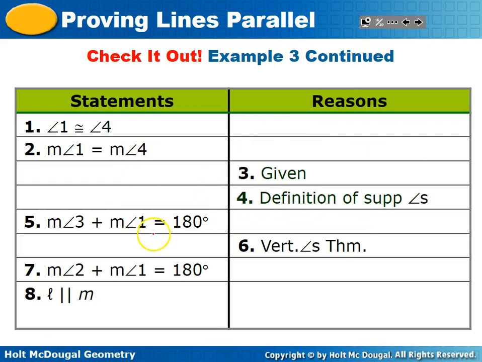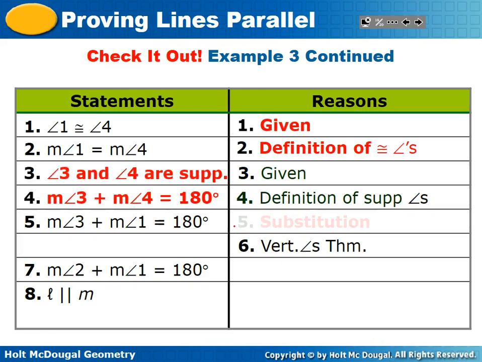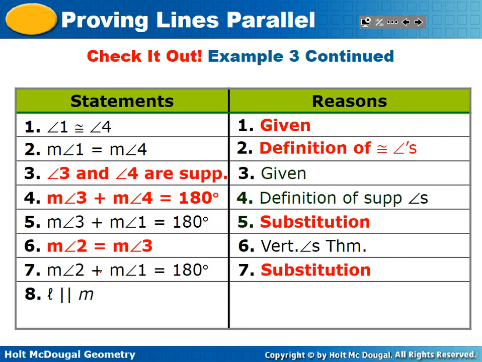And then the vertical angles theorem, again, let's look back at our drawing. Do you notice that 2 is congruent to 3 here because they are vertical angles? So that's what's going to go in step 6. Here again, what is the only thing that's different between 5 and 7? It's just 3 and 2. And that's because, again, 2 is congruent to 3. So we're going to then, again, substitute in the 2 for the 3.